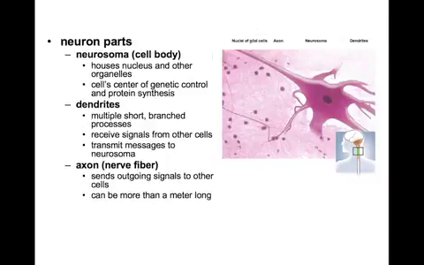The neuron has three main parts: the neurosoma or cell body that you would see here, dendrites, which are short branched processes that receive signals from other cells, and they'll transmit the message into the soma, and if there's enough stimulus, then the signal will be transmitted along the axon of the nerve fiber here. That's where the outgoing signal goes to other cells, and these can be more than a meter long.